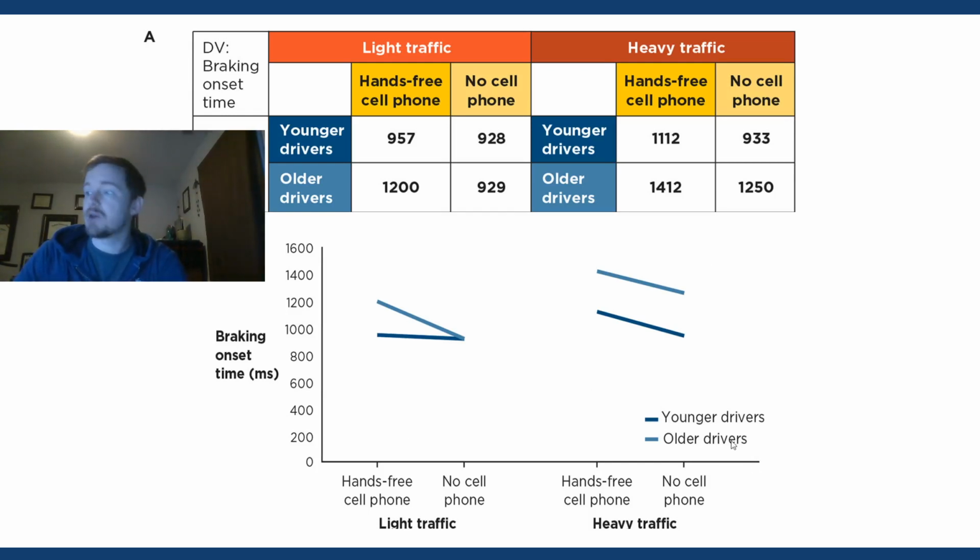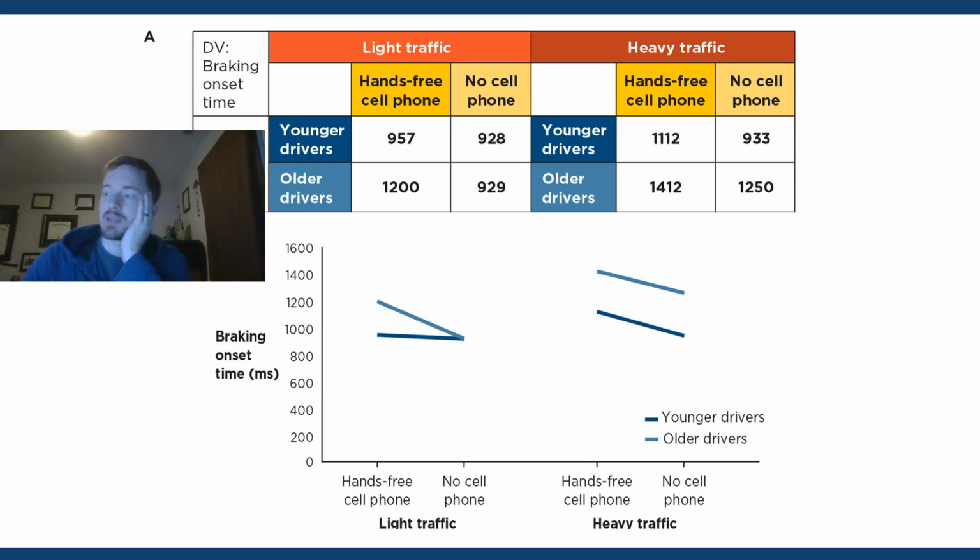How can you tell? Because for heavy traffic, these are parallel lines. For light traffic, it makes a difference. Cell phone use makes a difference, but only for a certain condition, right? So let's take a look at what that is. I'm going to start out with heavy traffic because it's a little bit easier to interpret because it is just a main effect. So we see that there is a difference between young drivers and old drivers, right?